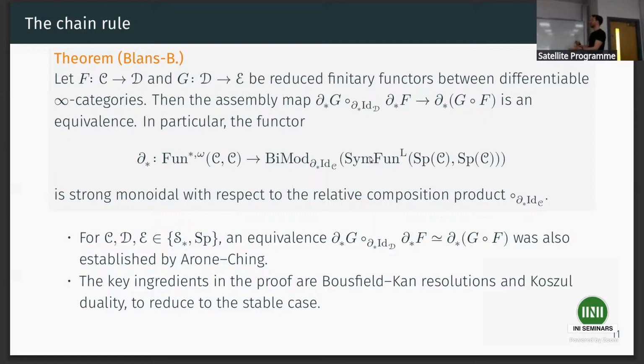And well, one way of interpolating between stable and unstable homotopy theory is to build resolutions. And there are very canonical ways of doing this, like so-called Bousfield-Kahn resolutions. The idea is to resolve all our functors using these Bousfield-Kahn resolutions and then apply derivatives to this. And then one observes that this type of Bousfield-Kahn resolution becomes a form of Koszul duality on the level of symmetric sequences. And then using facts about Koszul duality, one can actually deduce this unstable chain rule.